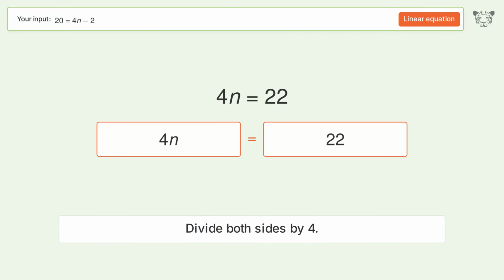Four is multiplying n. To leave n alone, divide both sides by 4. That gives n equals 5.5.